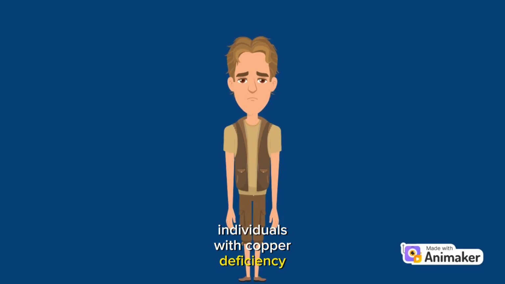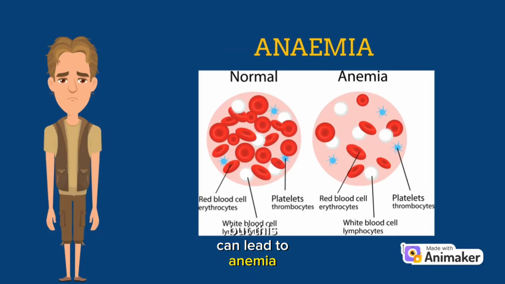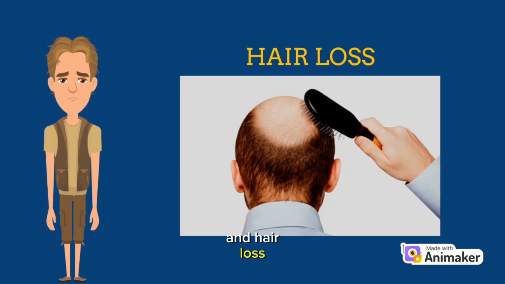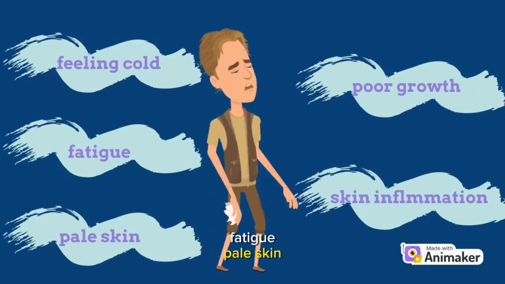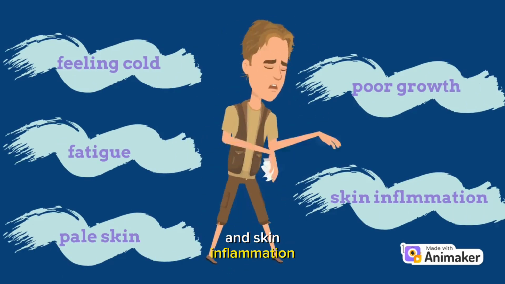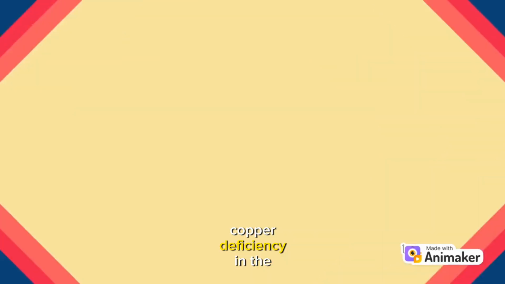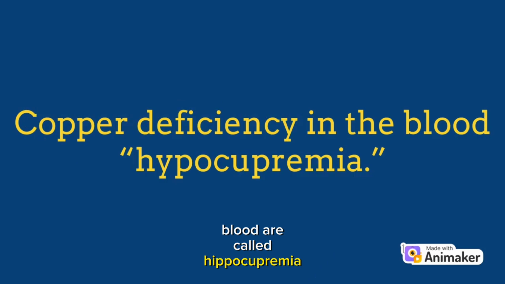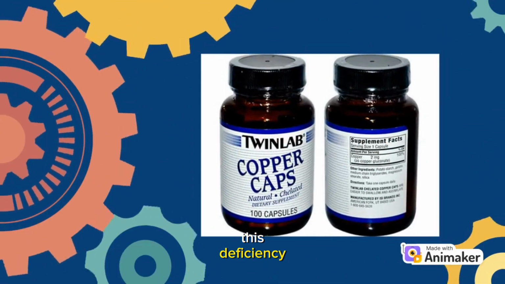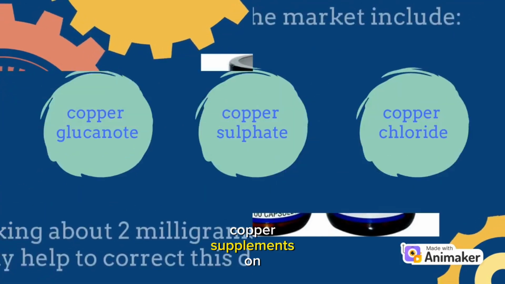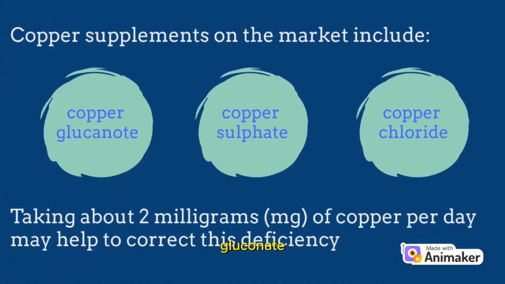Individuals with copper deficiency are rare, but this can lead to anemia, bone abnormalities, and hair loss. Some of the symptoms are always feeling cold, fatigue, pale skin, poor growth and skin inflammation. Copper deficiency in the blood is called hypocupremia. And yes, copper sulfate supplements can help to correct this deficiency. Copper supplements on the market include copper gluconate, copper sulfate, and copper chloride. Taking about 2 milligrams of copper per day may help to correct this deficiency.